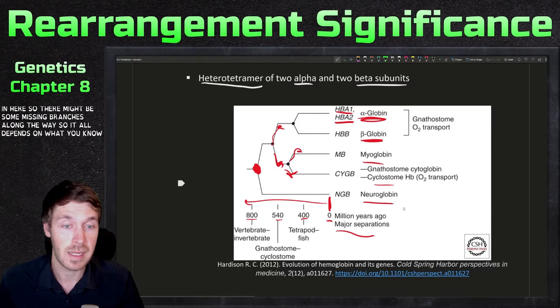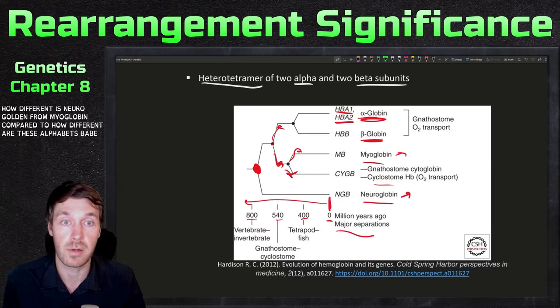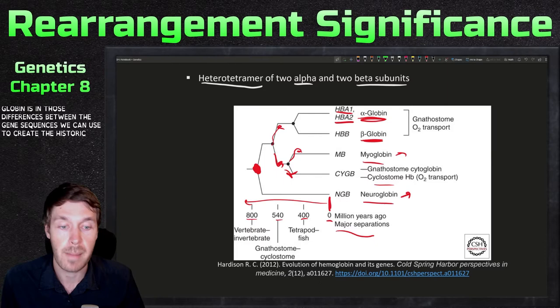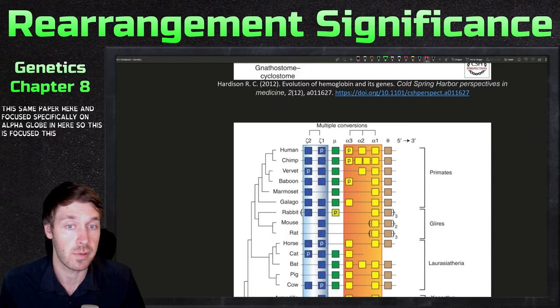And the way we compare this is we compare the different gene sequences with each other. How different is neuroglobin from myoglobin compared to how different are these alpha globins and beta globins? Those differences between the gene sequences we can use to create little historic maps of divergence like this. If we continue in this same paper and focus specifically on alpha globin, this table is presented for alpha globin.